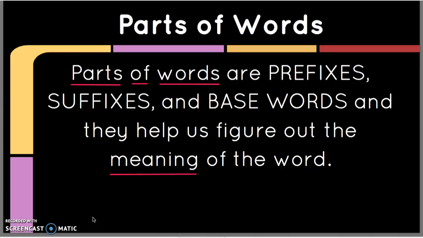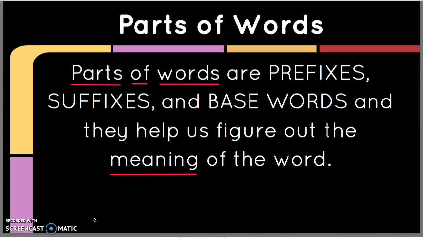We are now onto the P of the CPR. The P stands for parts of words. Let's think about it for a minute. We are telling you to look at the parts of the word. Specifically, we look at prefixes. Prefixes are something added to the front of a word to change its meaning. Suffixes are something added to the back of a word, or the end of the word, to change its meaning.